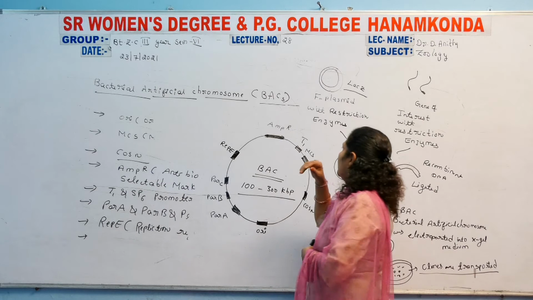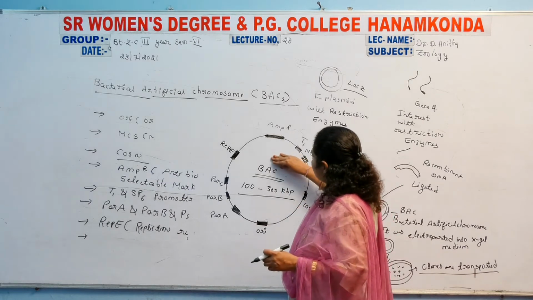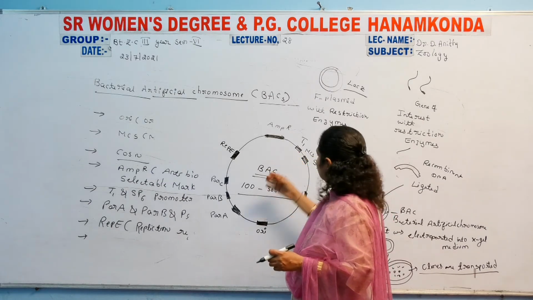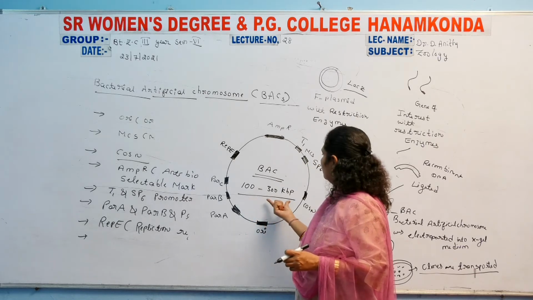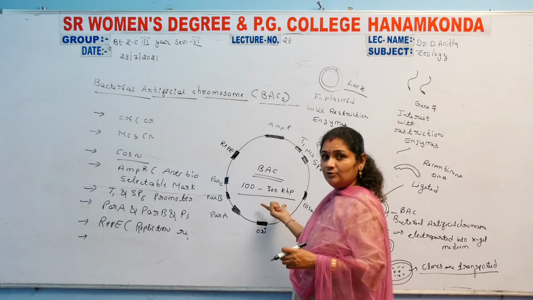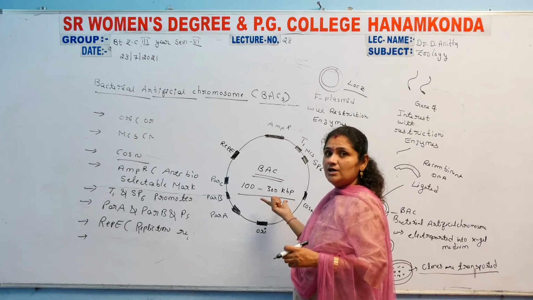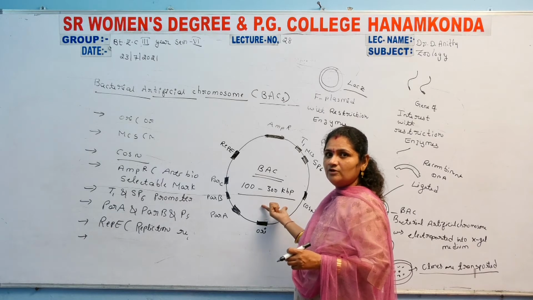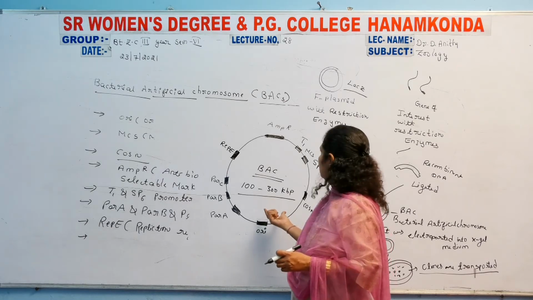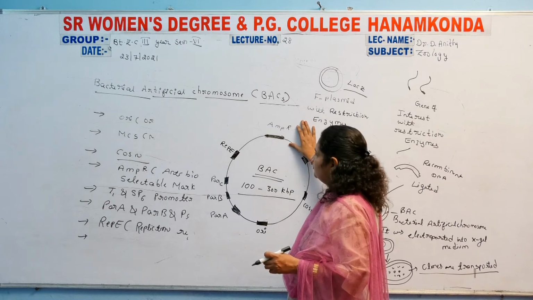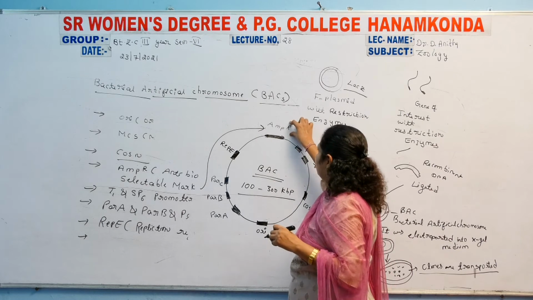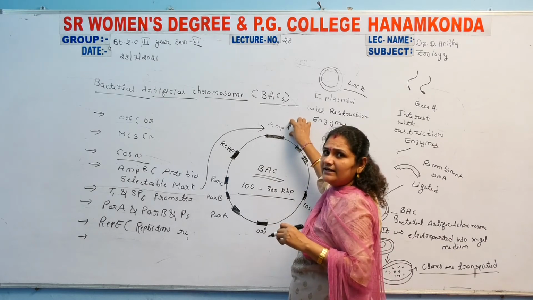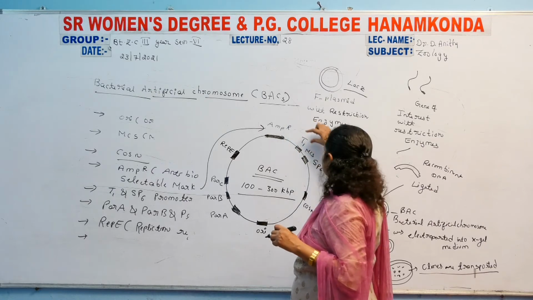Next, see this: it is the total structure of a bacterial artificial chromosome. It can clone and accept 100 to 300 kilobase pairs of DNA length. It should contain ampicillin resistance as a selectable marker. AmpR is nothing but ampicillin resistance. It is antibiotic resistance, and it is also called a selectable marker.